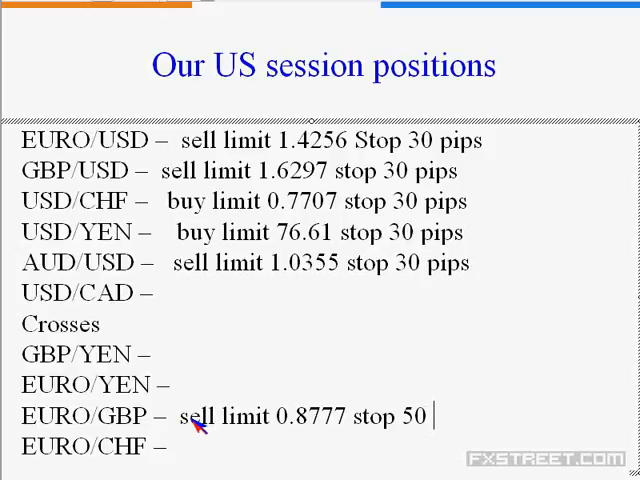And we keep, in the case of crosses, a 50 pip stop. Because in the case of crosses, the volatility will be very high, so we cannot afford to take a 30 pip stop. Then quickly they may hit it.